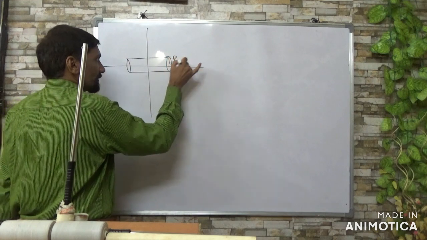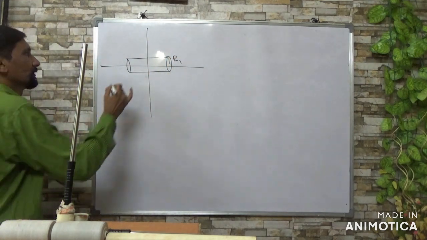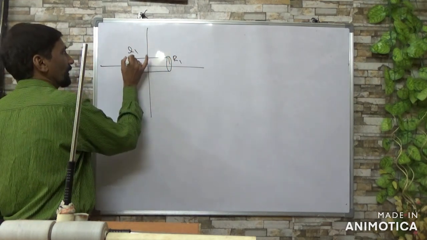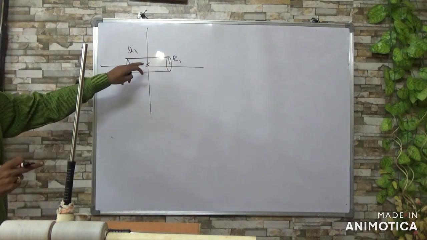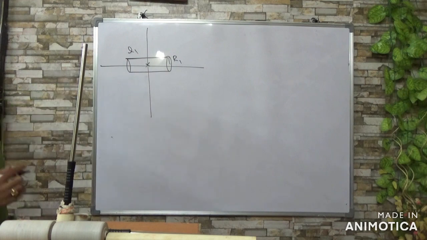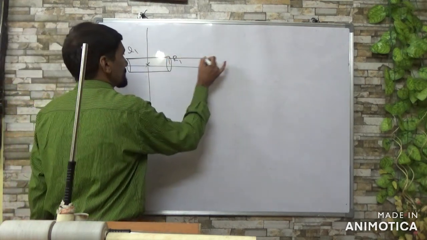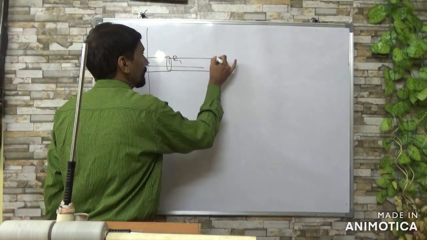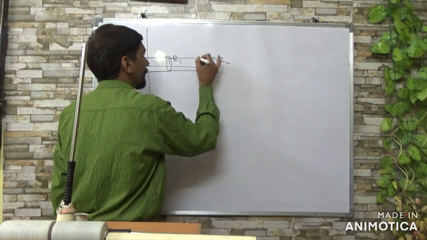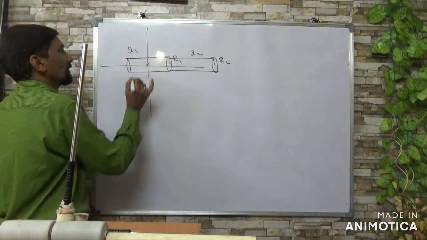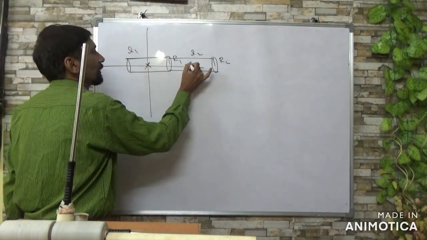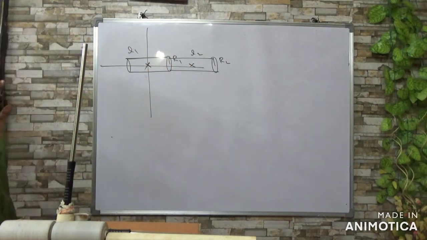First body radius R1, length L1, such that the center of the first cylindrical rod coincides with the origin. Now the second one, of radius R2, length L2. So we are taking from the center of the first one to the center of the second one.